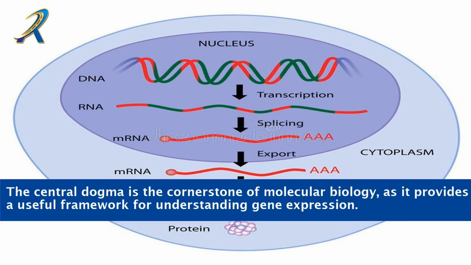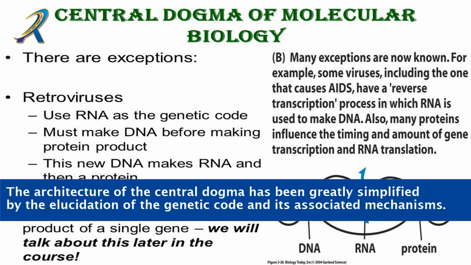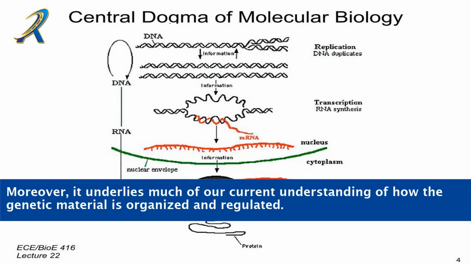The central dogma is the cornerstone of molecular biology, as it provides a useful framework for understanding gene expression. The architecture of the central dogma has been greatly simplified by the elucidation of the genetic code and its associated mechanisms. Moreover, it underlies much of our current understanding of how the genetic material is organized and regulated.